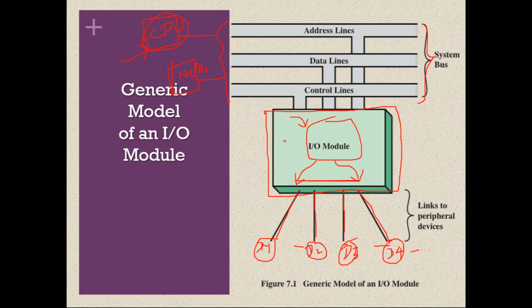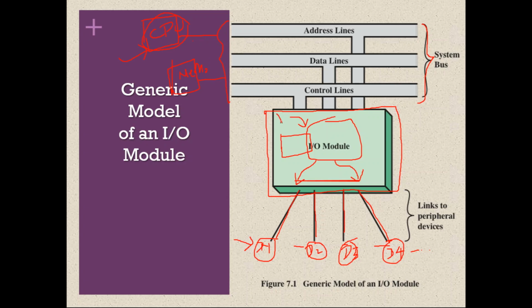Okay. So the IO module will maintain some buffer. For example, if the CPU wants to send some data to a particular IO device, the CPU will send at a very fast rate, right? But the IO device cannot receive the data at that fast rate. The data will be sent only through the IO module.